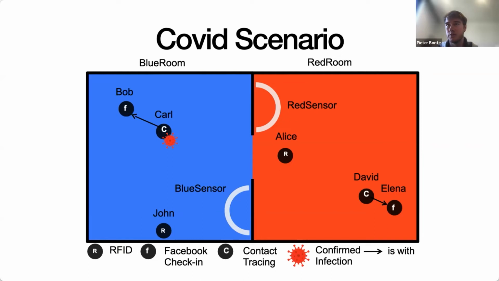And then we have a last source of information, which is the confirmed infections. So imagine that each person has to do a corona checkup or has some tests every few days. And then the hospital or the lab is streaming out the results, who has had a positive test result or who has been tested negative. So each of these sources of information are streams. So we have the localization stream, the explicit localization using RFID and the Facebook check-ins. We have the contact tracing stream, and then we have the confirmed infection stream.